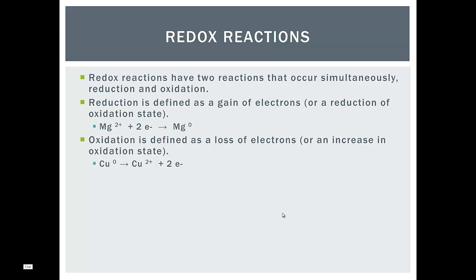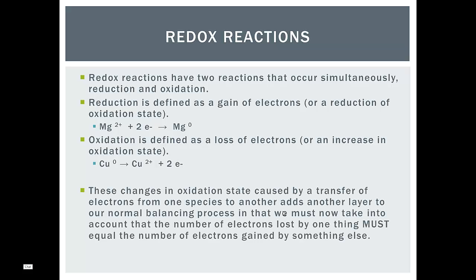Oxidation is defined as a loss of electrons or an increase in oxidation state, so the opposite process. Here, copper metal, which has an oxidation number of 0, is losing 2 electrons to become a copper 2+ ion. These changes in oxidation state caused by a transfer of electrons from one species to another adds another layer to our normal balancing process. So normally we're just concerned that the number of atoms of each element is the same on both sides, but now we need to worry about whether the electrons lost and gained are equal as well.